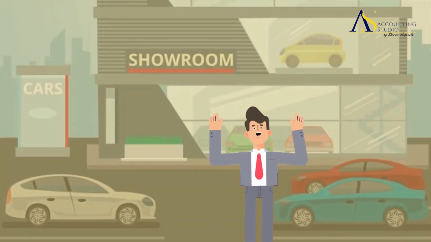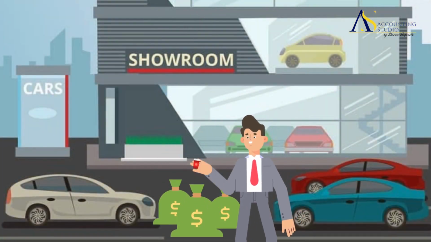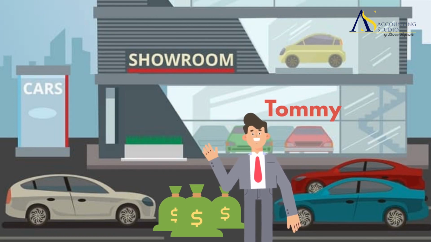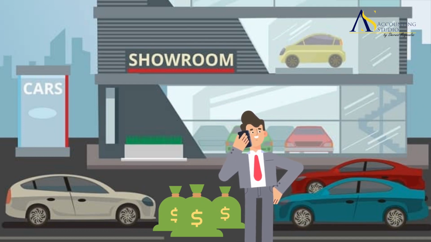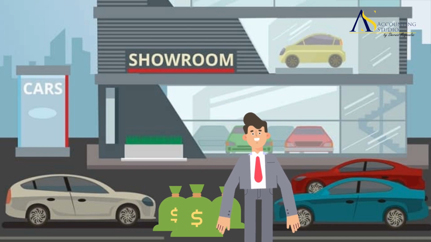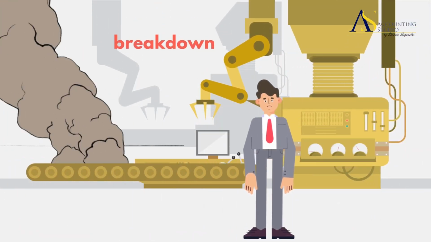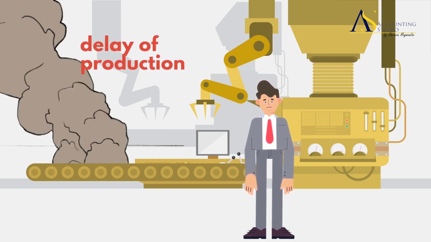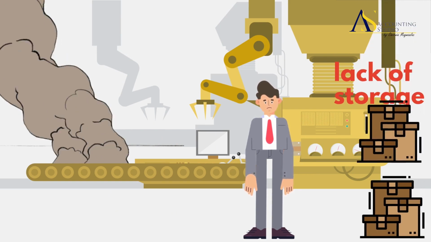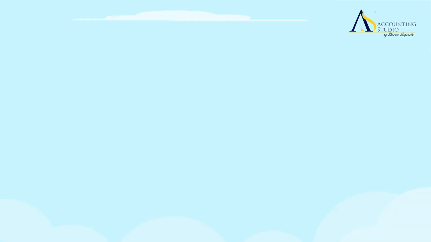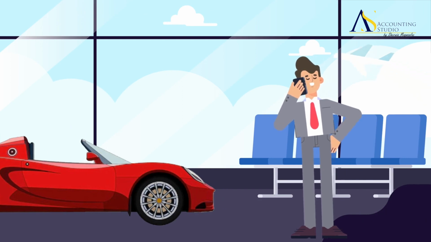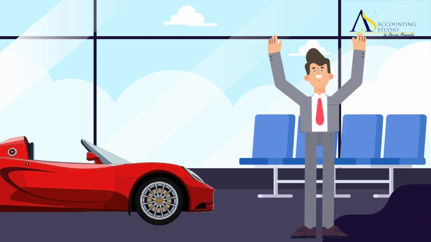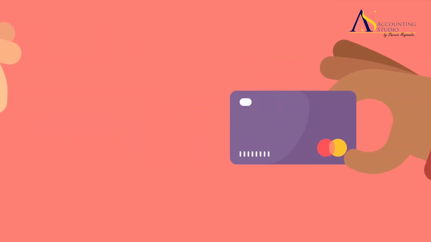Tommy Motor Company was leading the market recently due to its expanding business. And so, due to its growing sales, the owner, Tommy, decided to place an order for more raw materials from his supplier, Billy Automotive Parts Company. But due to an unprecedented breakdown of one of Tommy's factories, it resulted in a delay of his production process. This led to lack of storage for his pending order of automotive parts from Billy. Because of this, Tommy has requested Billy to temporarily retain the raw materials until Tommy solves his storage problem. Billy has agreed and Tommy later sent his payment.